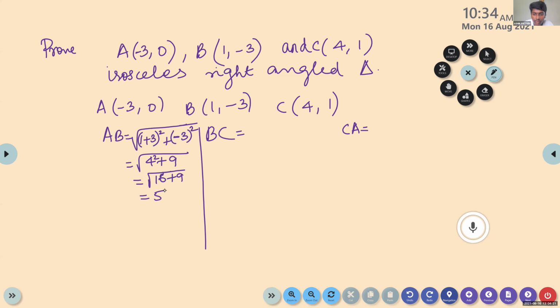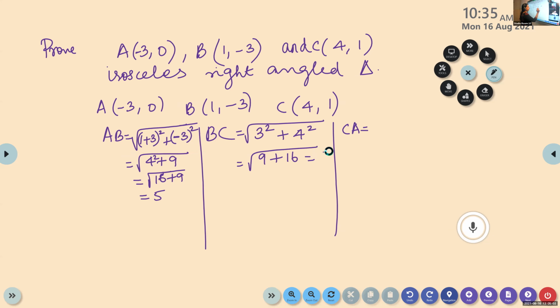Yes, ma'am. Then find out BC. BC is root of (4 minus 1), 3 square, plus (1 minus of minus 3), so it will become 1 plus 3, again 4 square. I'm not going to write the steps in detail. This is how we have to do it for the exam also. If you spend more time, you will not be able to complete it. So we get root of 9 plus 16, which is root 25. BC is 5.